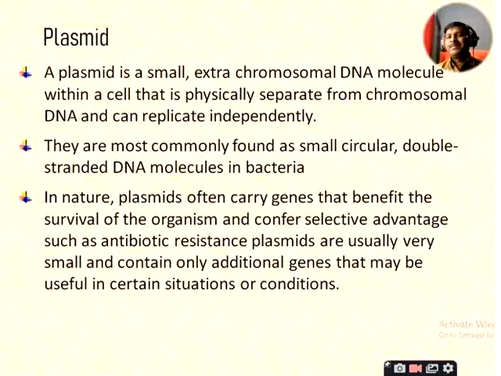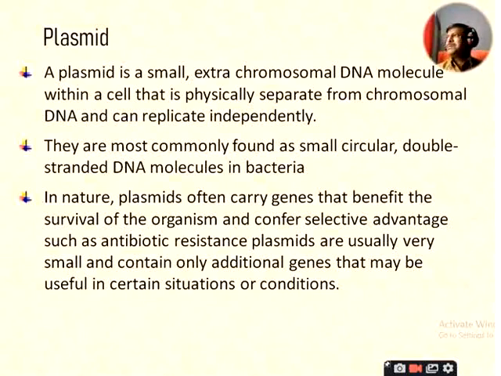For example, streptomycin resistant plasmids, or antibiotic resistant plasmids, are present in some bacteria, and due to this, when such an antibiotic comes in contact with these organisms, they produce some chemicals which will degrade or nullify the effect of the antibiotics, and that's why these plasmids are very, very important to these bacteria.